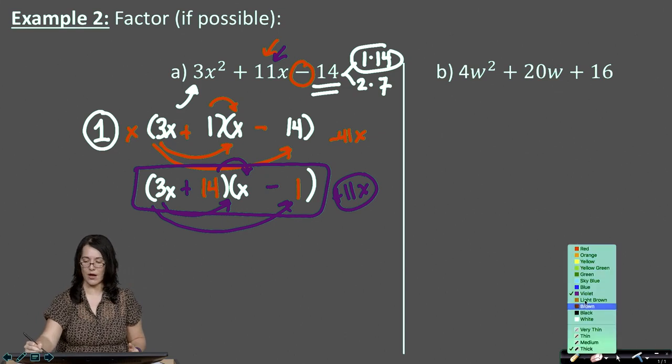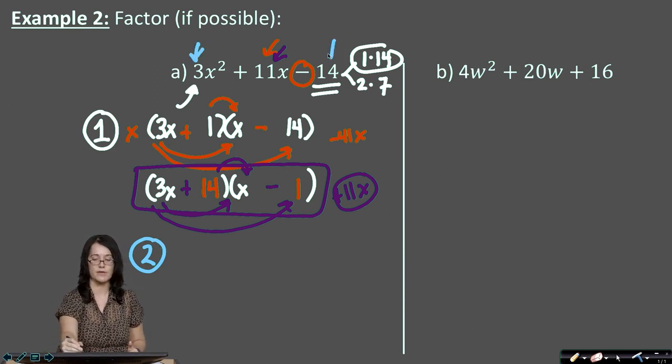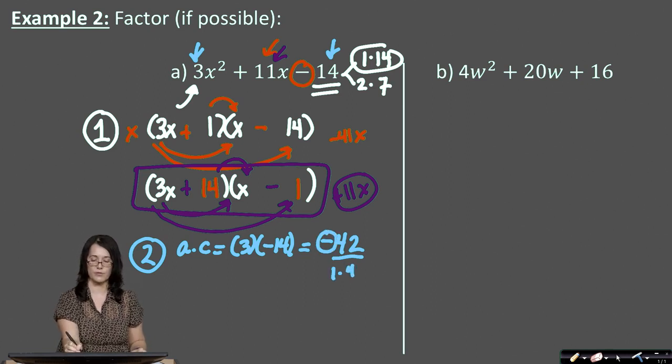So what was our second option? Yeah, that's right. Our second scenario here was the AC approach. The AC method said multiply your A times your C first. So A times C, in this case, is 3 times negative 14. Well, that would give us negative 42. And then we'd have to look for factors of AC which add up to B. So you could think of, well, how do you get 42 with different signs? Keep in mind they are going to be different. You could do 1 and 42. You could do 2 and 21.